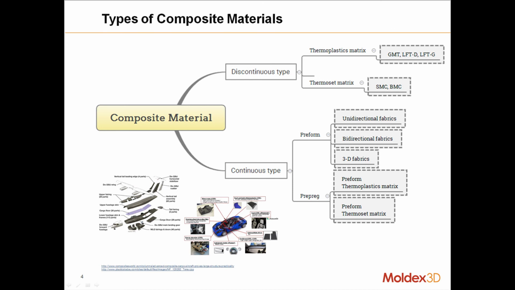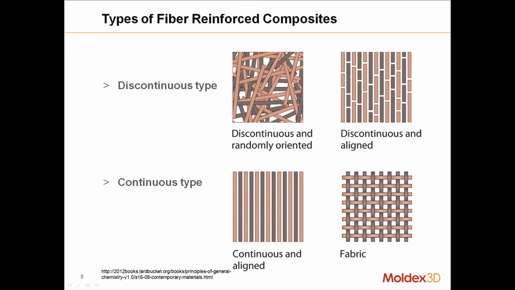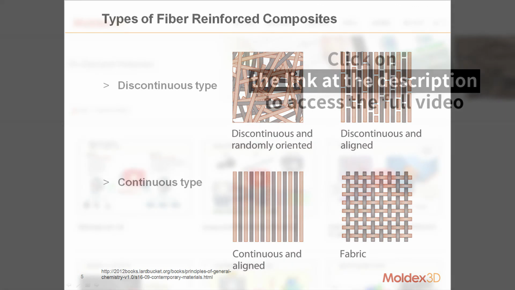So when you talk about the fiber orientations, or how the fiber is aligned inside these different types, in the discontinuous type, you basically have either randomly oriented or aligned, and in the continuous type, you have aligned or as a fabric.